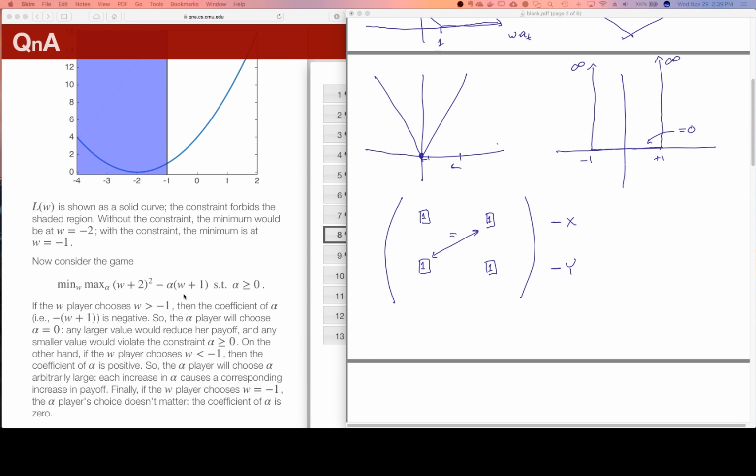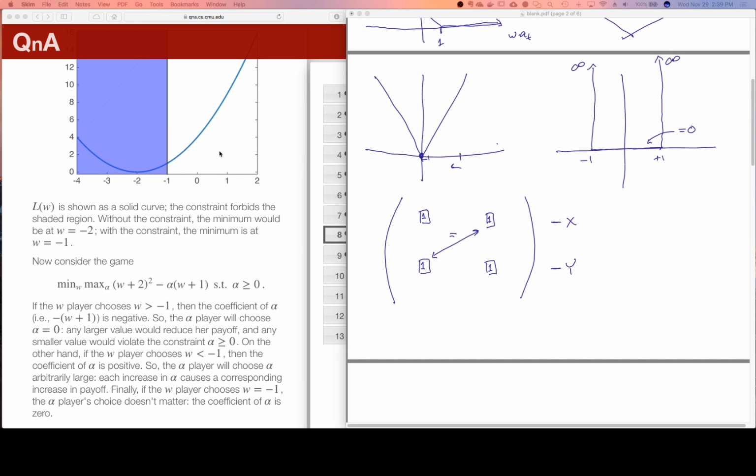So to summarize, if the w player plays on the wrong side of the constraints, the w player will be very, very unhappy. The alpha player, who is trying to maximize, will be able to push the value of the objective function up really, really positive. So the w player won't play over here. The w player will be incentivized not to violate the constraint.